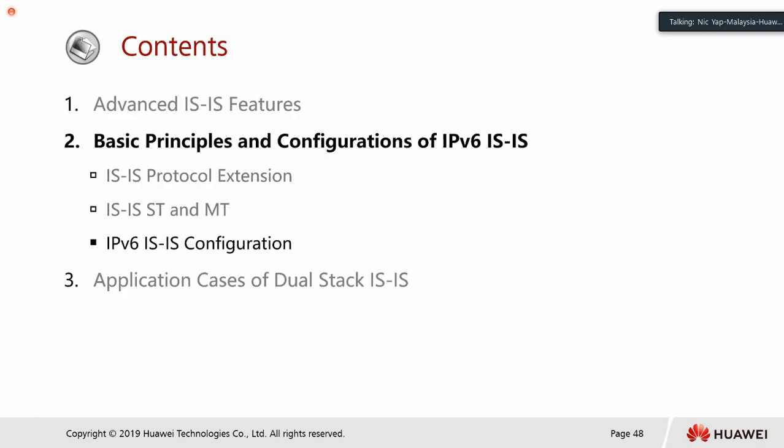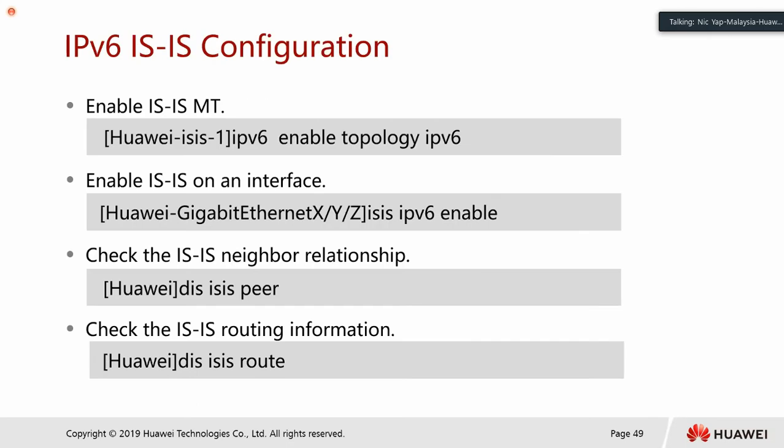And the next one, this is how we configure ISIS. IPv6 ISIS is actually pretty simple to configure, for ISIS multi-topology or just ISIS basic. And that is the configuration command to enable ISIS multi-topology. This is what we need to do: ipv6 enable topology ipv6. That's it. It means you're going to enable another topology.